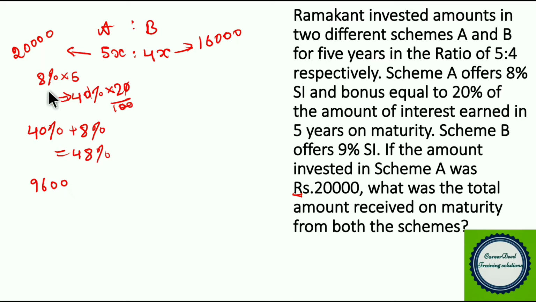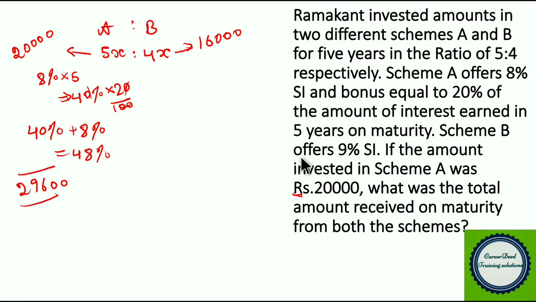9,600 rupees, right? So actually he invested 20,000 rupees. For this 20,000 rupees, he will get 9,600 rupees extra. So it is 29,600. So from scheme A, he will get 29,600 at the end of maturity.